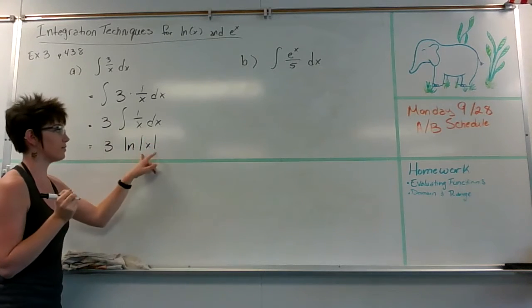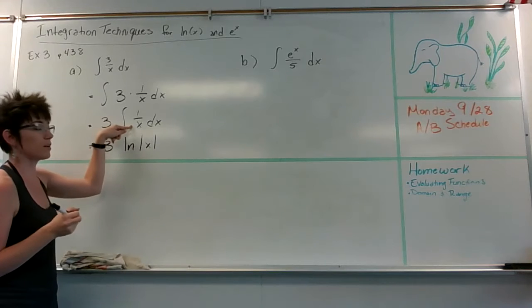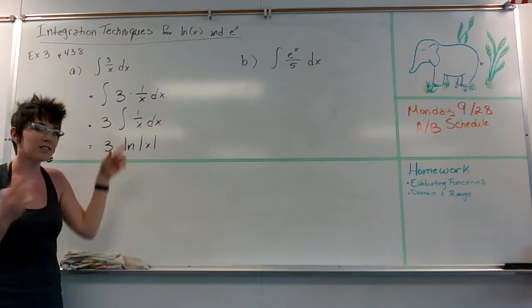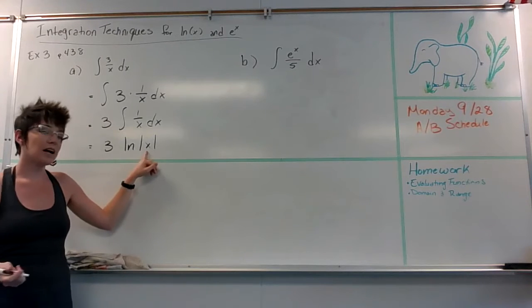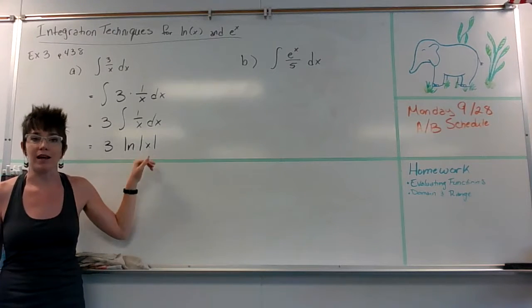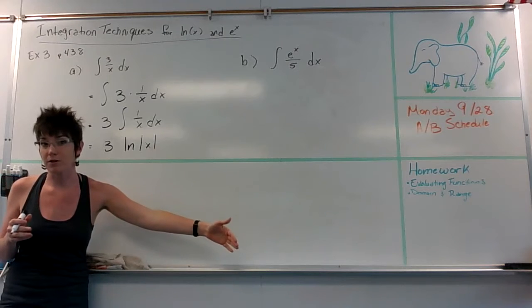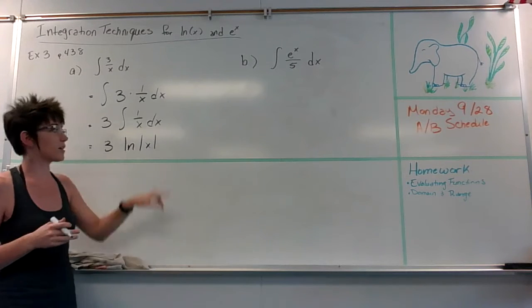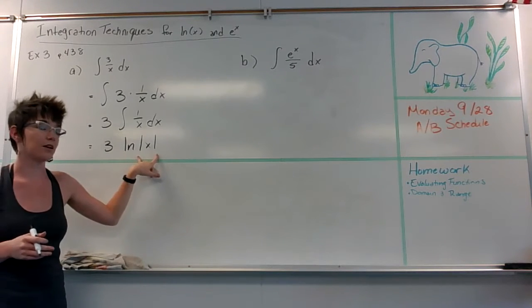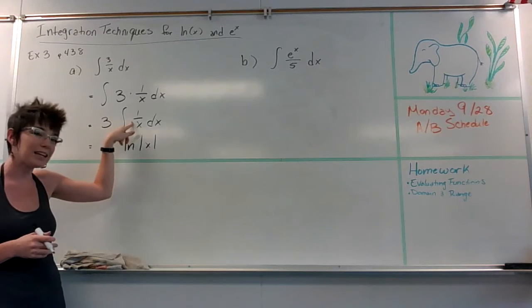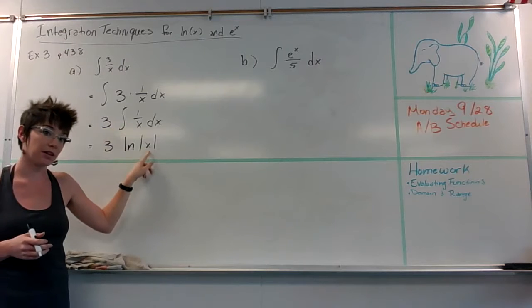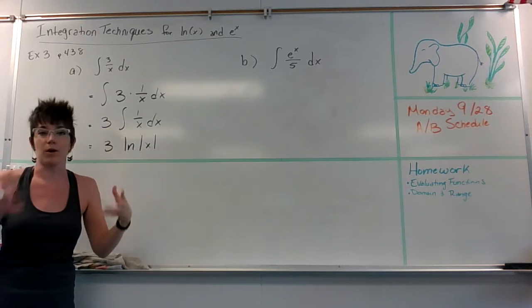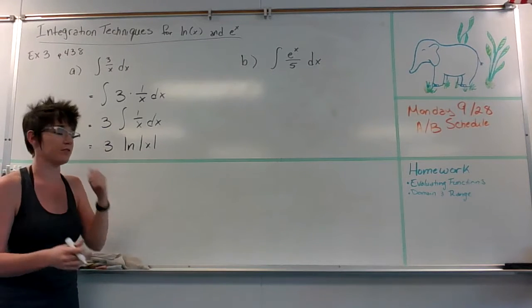We use the absolute value bars because for the original function 1 over x, the domain is any real number but 0. But for natural log of x, the domain is only positive real numbers. That's why we're using the absolute value bars here, because their domains are technically different. A number that I could plug in here is not necessarily going to work for natural log of x. That's why we use the absolute values.